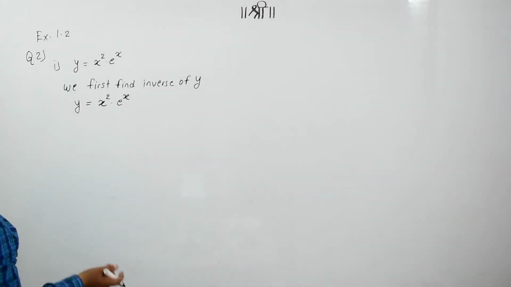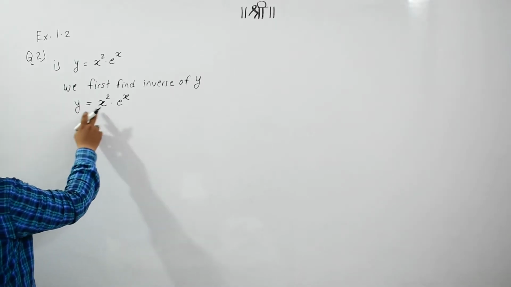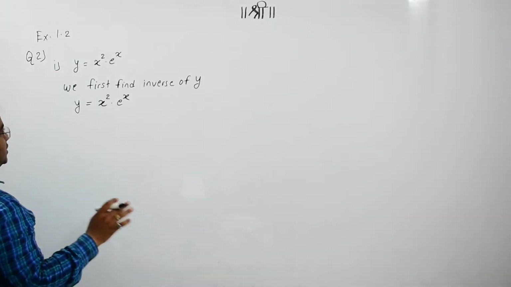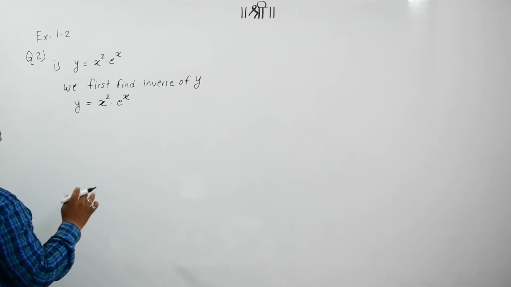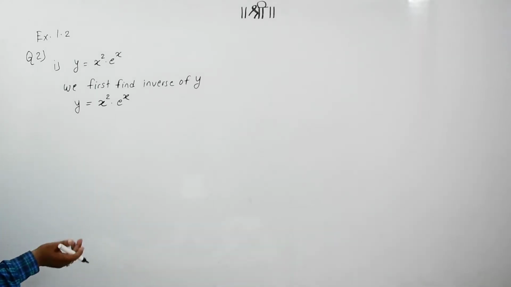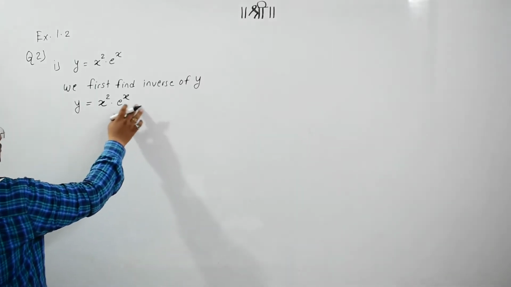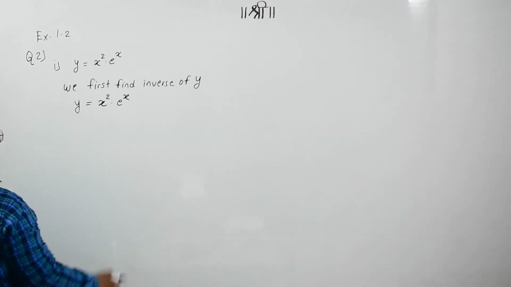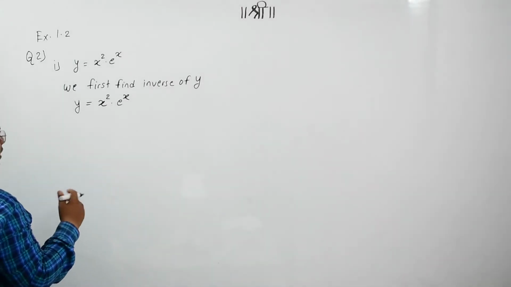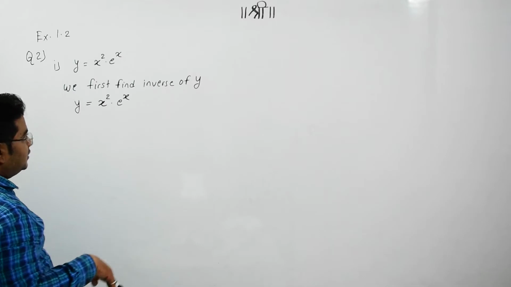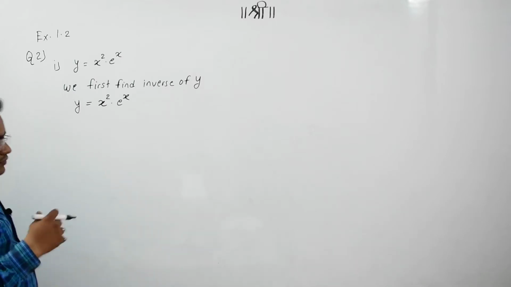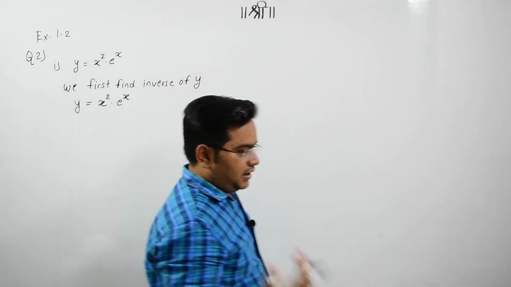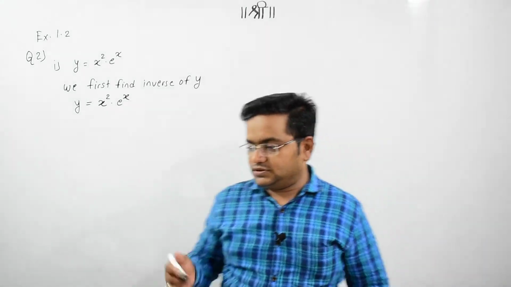Most of the students are thinking that you take the square root and then we can find x. That's not the case. Just take the log on both sides. If you take the log on both sides, you will have a particular value. But again we need to find the solution in terms of x. So what should be the procedure?